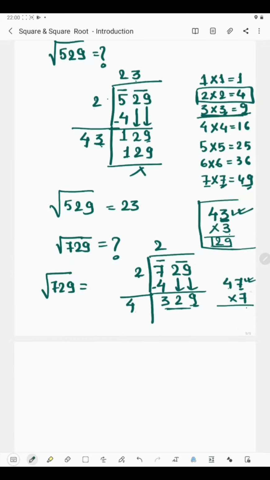So 7 sevens are 49, 9 and 4 carry, 4 sevens are 28, 28 plus 4 is 32. So what we have got, 47 sevens are 329. So here we have got 329. So we'll write 47 sevens are 329. Okay. So the square root of 729 is 27.